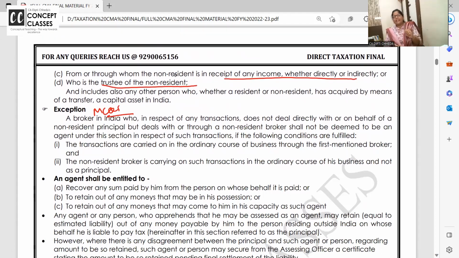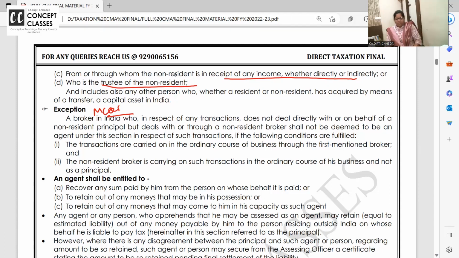Who cannot be the agent? I told you, agent is independent. He is not exclusive agent of this NRI कि उसके लिए काम करें. मैं इंडिपेंडेंट एजेंट हूँ, मुंबई में मेरा एग्जिम का काम है, एक्सपोर्ट इंपोर्ट का, and I have my own office, and 50 NRIs के behalf पे I am working. So am I said to be the agent of that NRI?